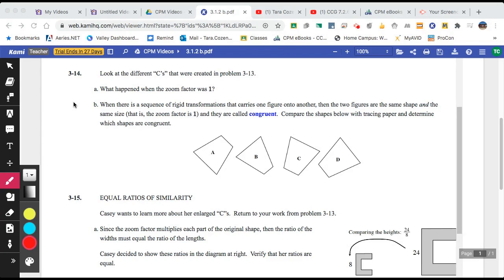So hopefully you wrote down that when the zoom factor was 1, the letter C stayed exactly the same. It had the same height, the same width. It looked identical to the first one.